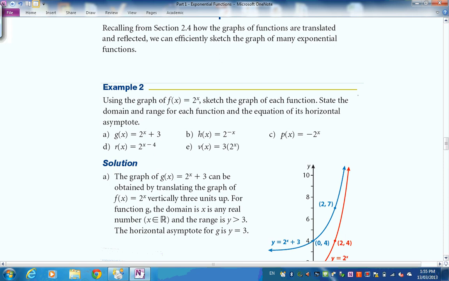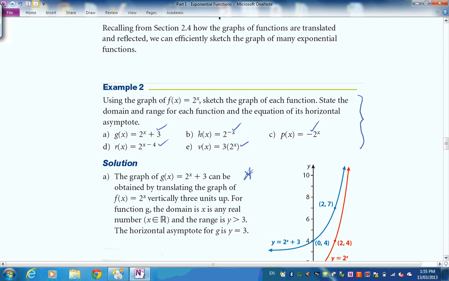But what we're going to do now is to take 2 to the x and have a look at what happens when we do some of these basic transformations that we looked at before, where we have 2 to the x and we might change the x term, multiply the whole function by a value, and so on. So let's have a look at the first one.